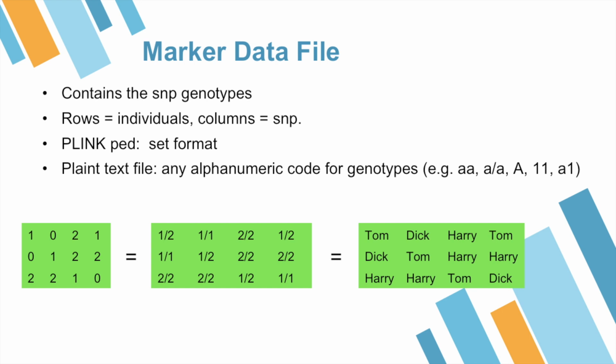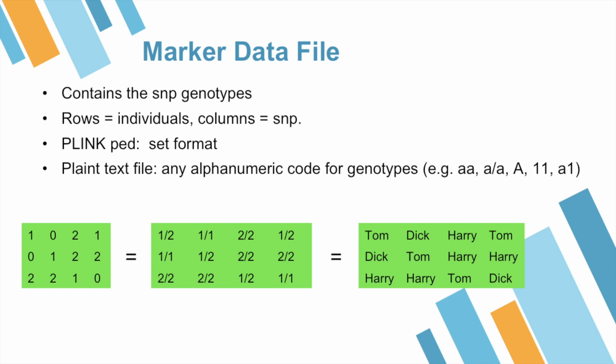In terms of the data file itself, then we expect the rows to correspond to different individuals and the columns to code up to different SNPs. If you're using a p-link ped file, then that format's very set, and you just go to the website and we follow the same rules as you would for a normal p-link ped file. But if you have a plain text file, then you do have a little bit more flexibility. So you still need to have a space separated file where the rows are individuals and the columns are the SNPs. But in terms of how you code the actual SNP genotypes up, that's largely up to you.